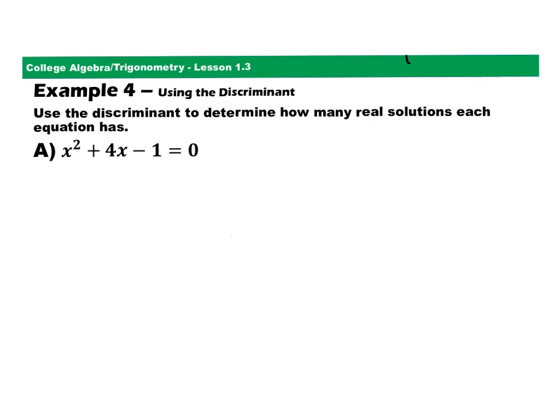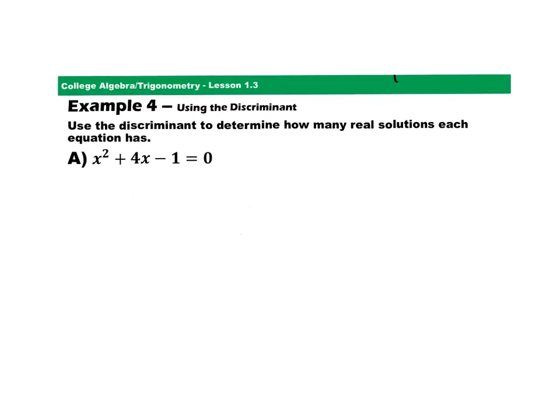You're going to have a question or two on your quiz that says, use the discriminant to determine how many solutions. So what you're going to do is find the discriminant, which is just the piece underneath the radical. It's not the radical itself. It's just b squared minus 4ac. So you're going to tell me the value of the discriminant. What is the number when you evaluate? And then you're going to tell me what kind of solutions you have.